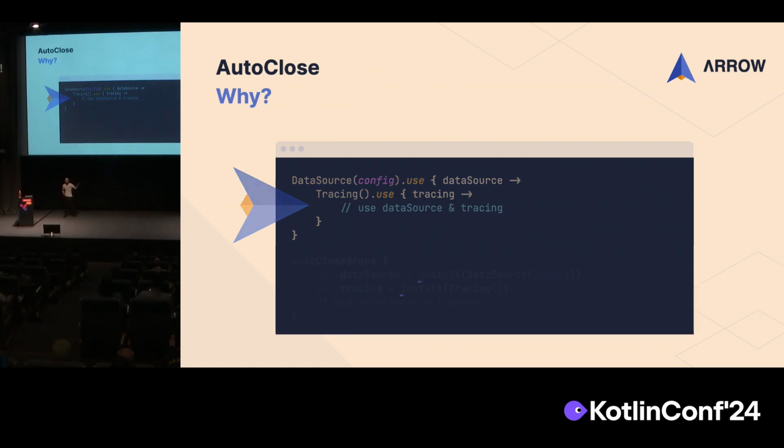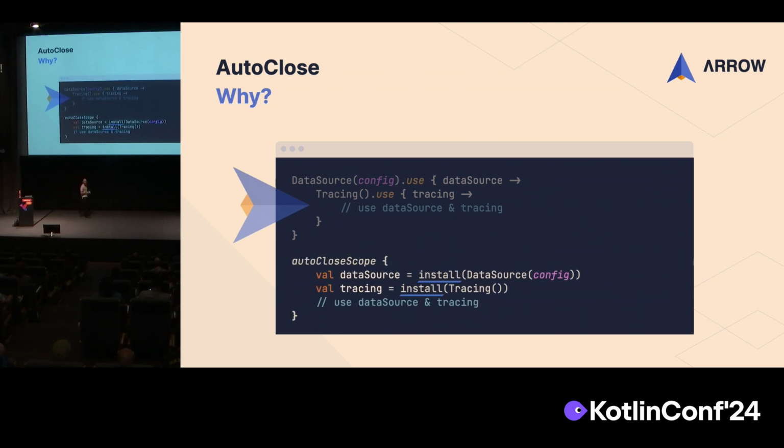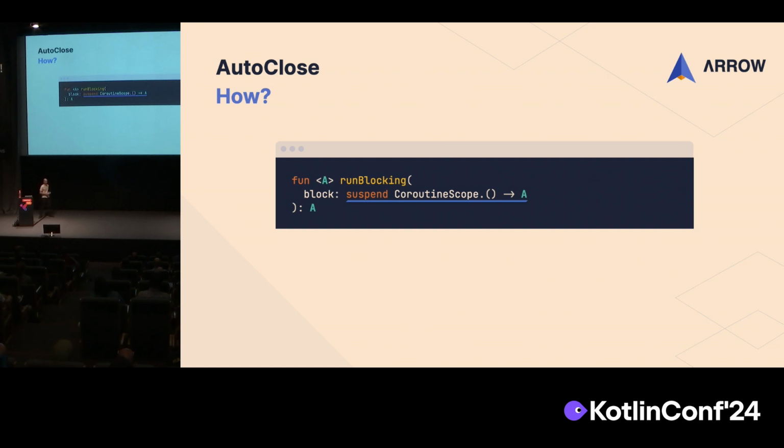So the AutoClose scope DSL looks like this. It gives us an install function that we can use to install autoclosables in an imperative way in a DSL. So how does that work? DSLs work using DSL builders. And this is probably the best known DSL builder in the Kotlin ecosystem, the Kotlin Coroutines runBlocking function. And if you're familiar with structured concurrency, you might know that the CoroutineScope type is what allows us to call launch and async.